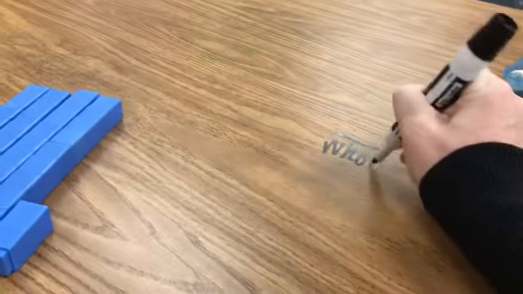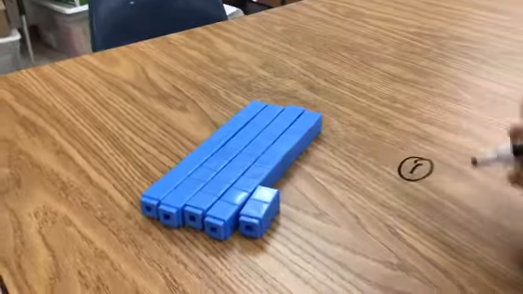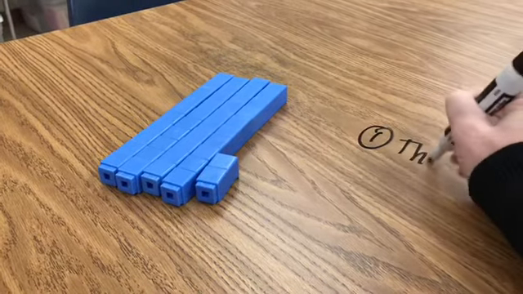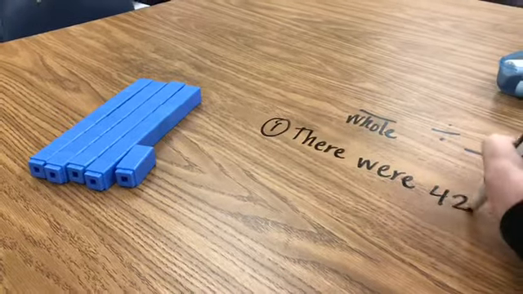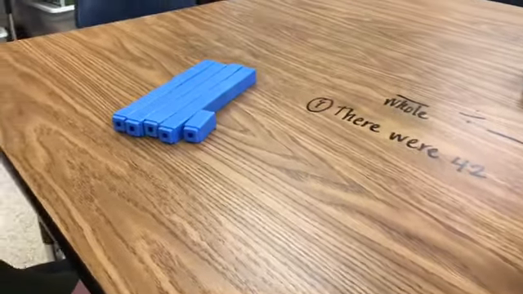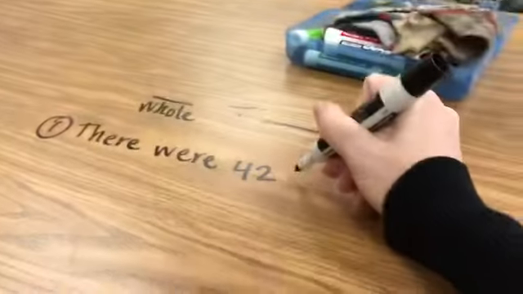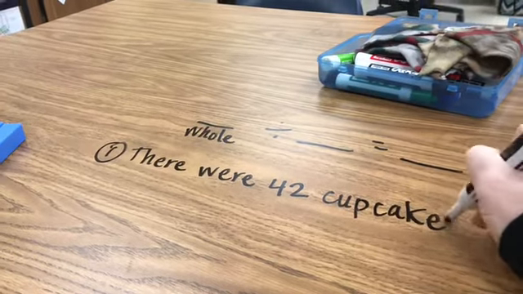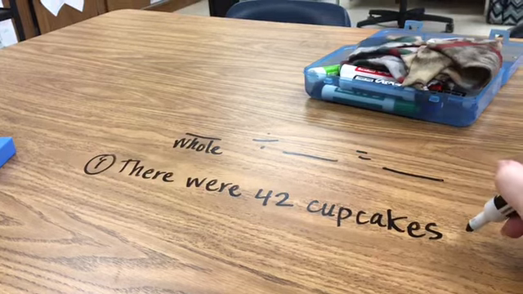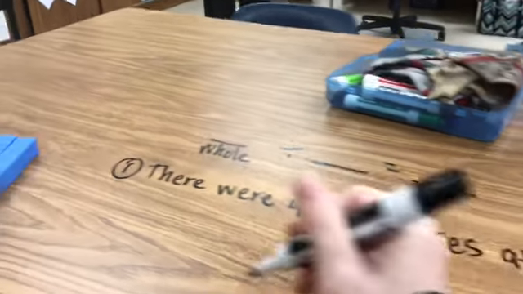My first sentence is going to talk about my whole, which you told me is how much? 42. So my first sentence in my division story, I'll say, there were 42. What should I write about? What would be a cool story? It can be fantasy. Cupcakes. That's a good one. There were 42 cupcakes at lunch. So that'll be my first sentence, right?